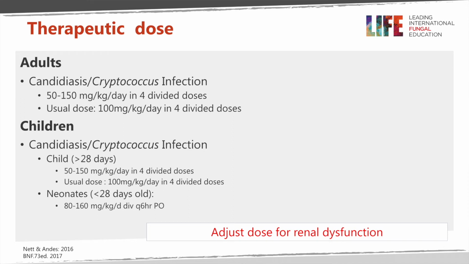Then in children who are beyond the neonatal period, we also give almost the same dose as for adults. That is 100 milligrams per kg per day in 4 divided doses. But for neonates, we usually give a relatively higher dose compared to the adult dose because of their high surface area to volume ratio. But doses should always be adjusted depending on the renal function.